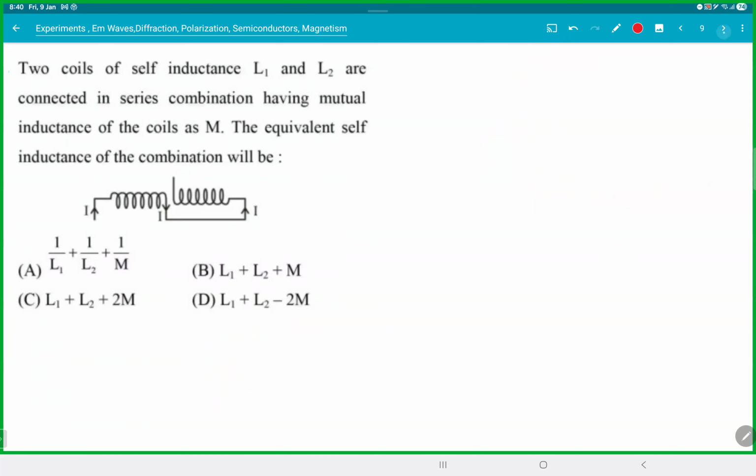Next one. Get this. This is not exactly instruments, but this is one important thing we missed out last time. Combination of self-inductances with mutual inductance. Unlike resistors and capacitors, inductors are a little weird. It depends on your orientation also. So what will be the equivalent self-inductance for this?